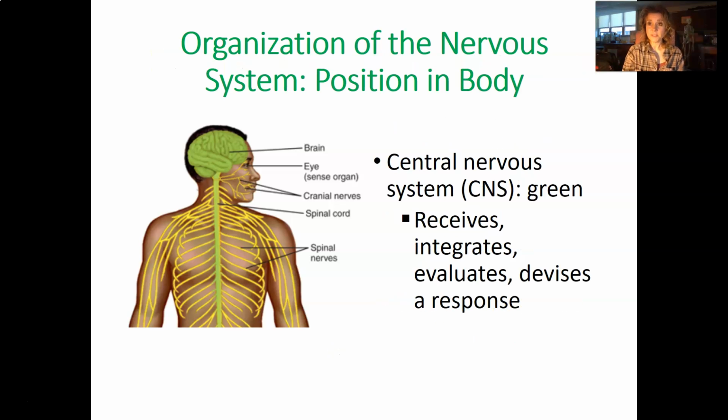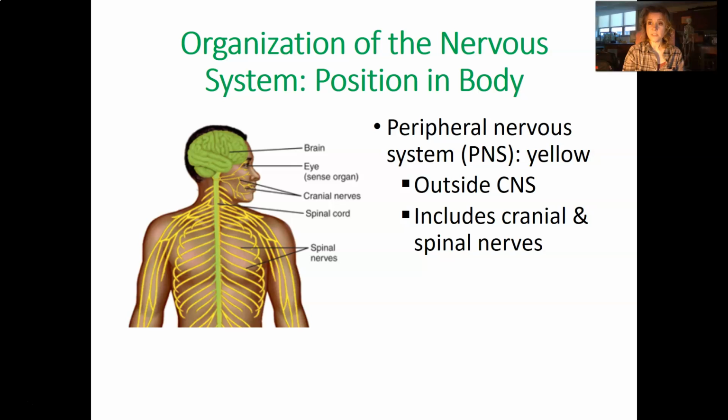The central nervous system involves the brain and the spinal cord and is shown here in the picture highlighted in green. The central nervous system acts to receive and integrate, to evaluate all of the stimuli that come from our environment. And I don't just mean the environment outside of our body, but also our internal environment as well. And then our central nervous system is going to devise a response.